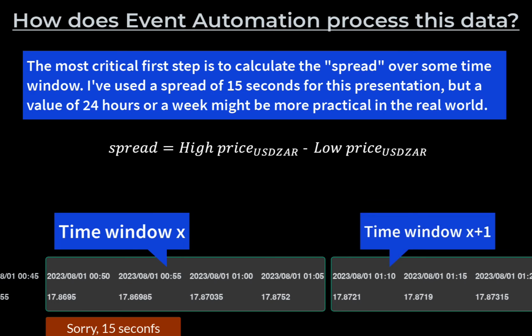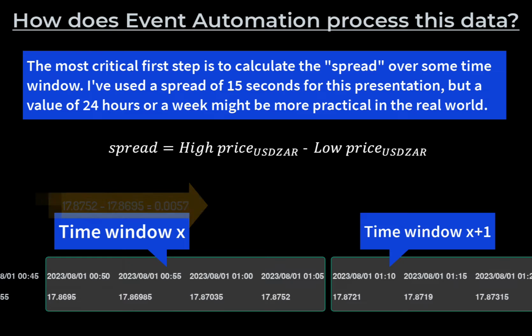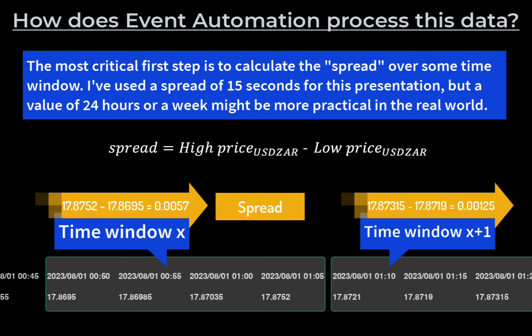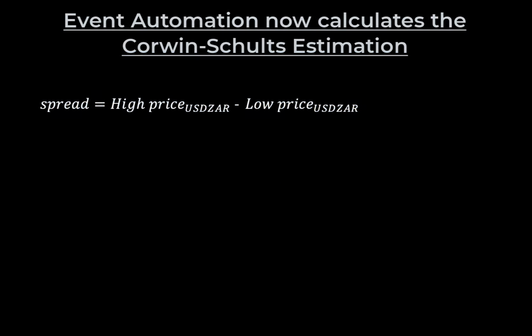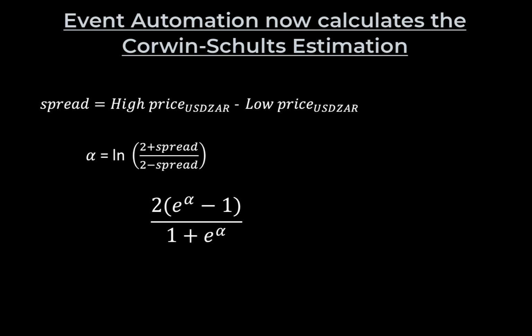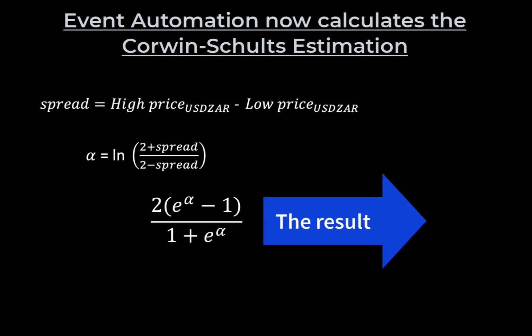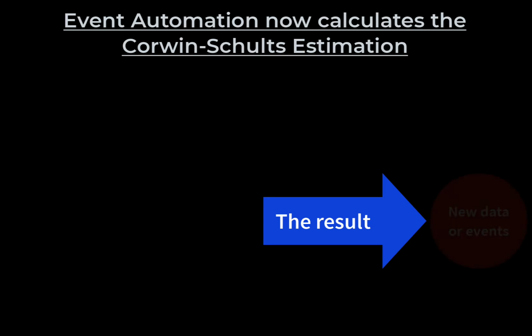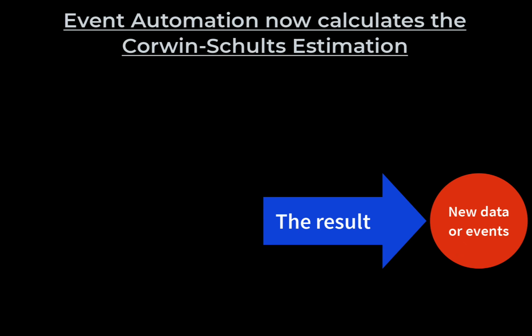This time window X is 20 seconds and time window X plus 1 is 20 seconds long. Inside that time window, event processing will calculate the spread. It will take the biggest value minus the smallest value, and that will give the spread for that window. Now that I have the spread for every 20 seconds, I can use the rest of the formula to calculate the Corwin-Schultz estimation. This will give me a new result. So I get a new stream of results every 20 seconds.